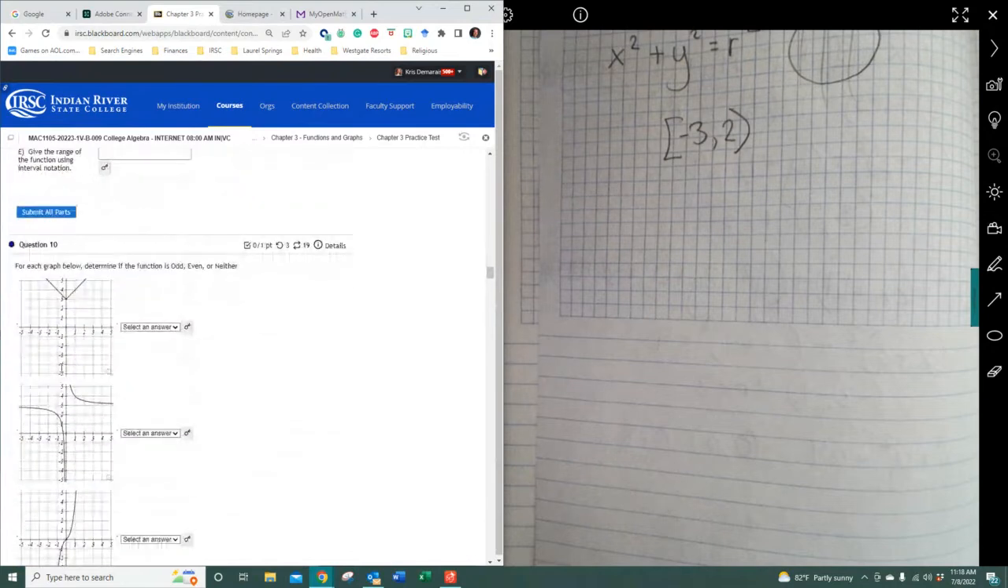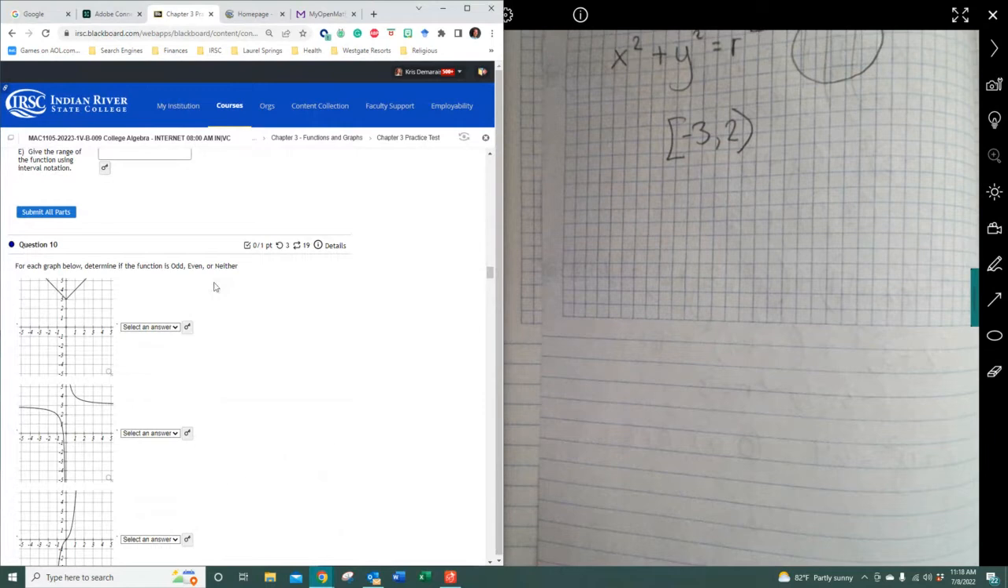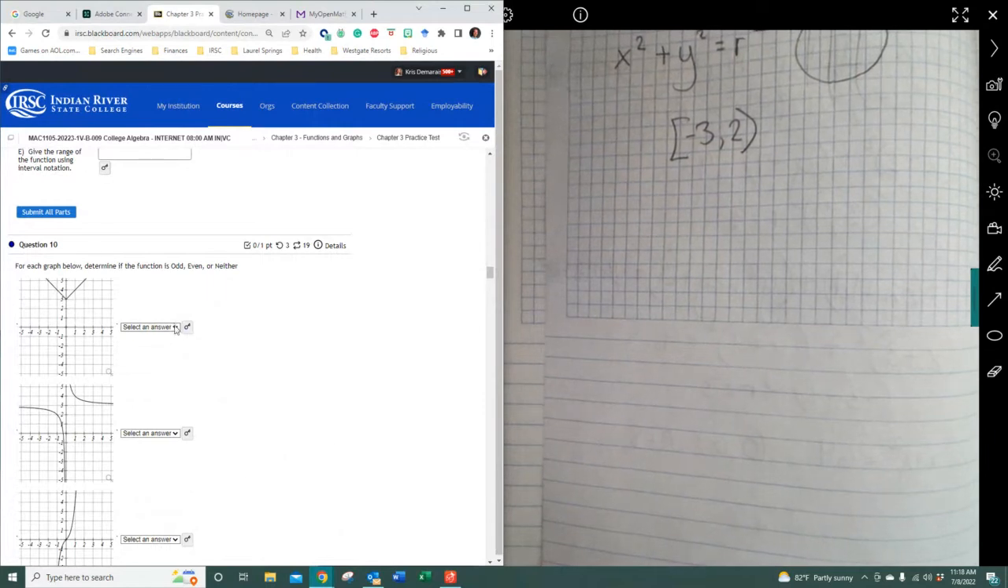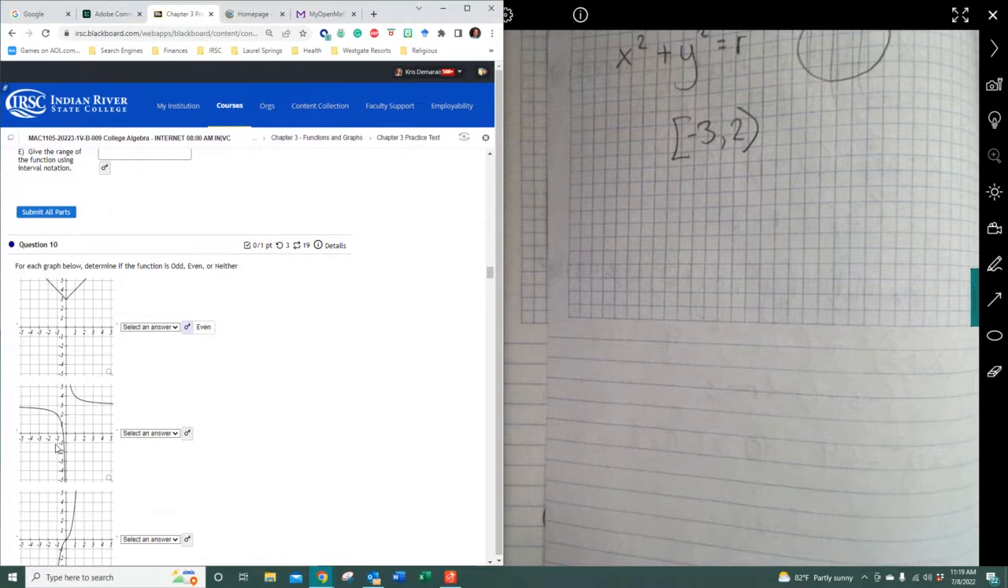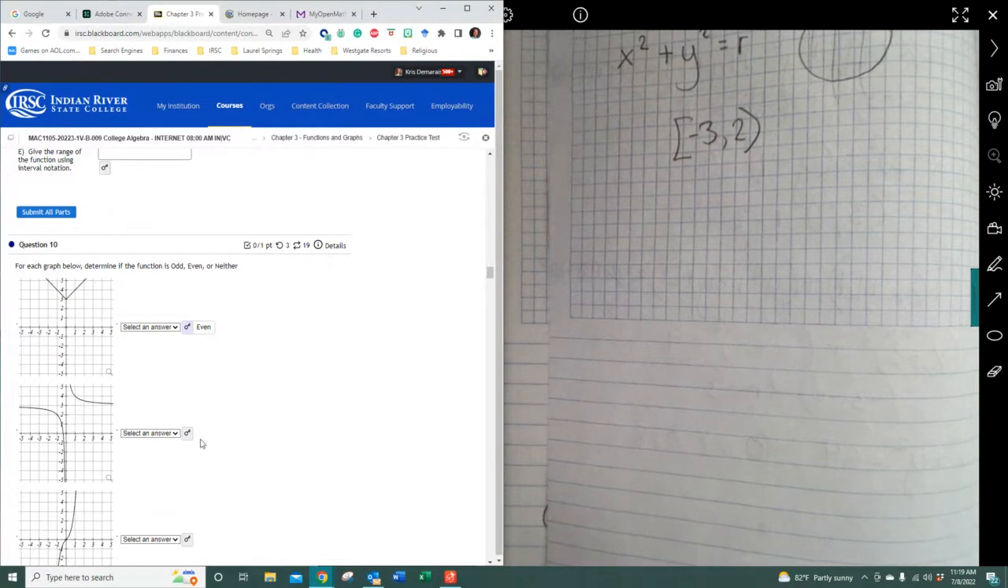Number 10. Now it says determine whether the function is odd, even, or neither. This is reflective over the y-axis. So when it's reflective over the y-axis, we look at it being even. All right, so we have, it's y-axis. So then we're looking at this one. It's neither because it doesn't reflect over the y, nor does it reflect over the origin.